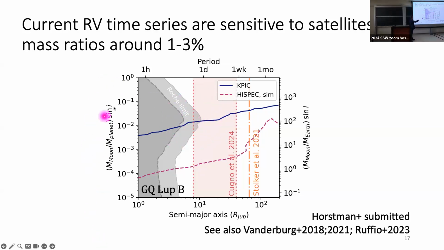So you have mass ratio here and separation in Jupiter radii at the bottom. So that's not quite deep enough yet to be able to detect the small satellites like the Galilean moons. We tend to have mass ratio down to 10 to the minus 4. But with the next generation of instruments like HISPEC, or the next generation of telescopes like the Extremely Large Telescope, that's probably going to be possible.